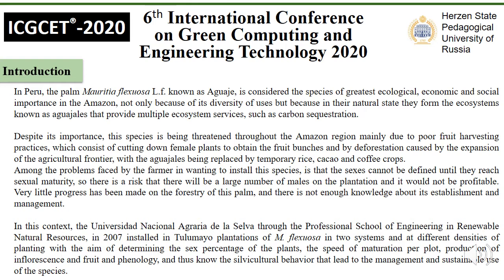Despite its importance, this species is being threatened throughout the Amazon region, mainly due to poor fruit harvesting practice, which consists of cutting down female plants to obtain the fruit bunches, and by deforestation caused by the expansion of the agricultural frontier, with the aguajales being replaced by temporary rice, cacao, and coffee crops.